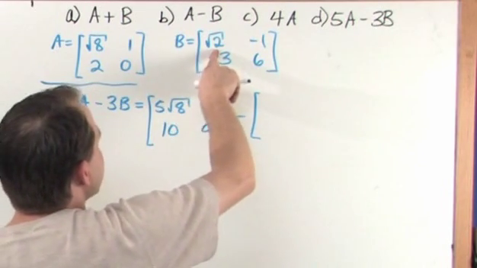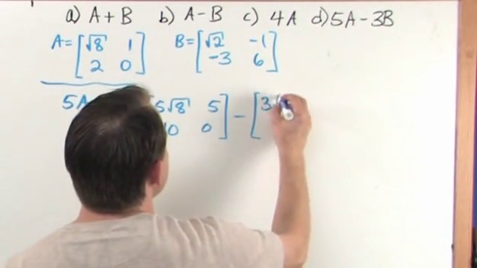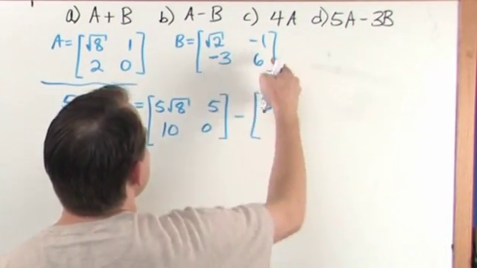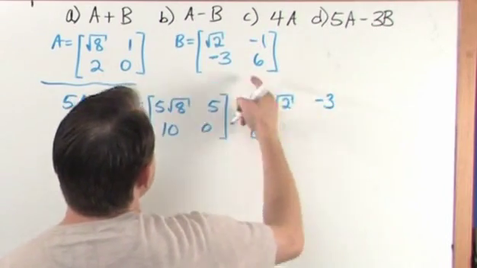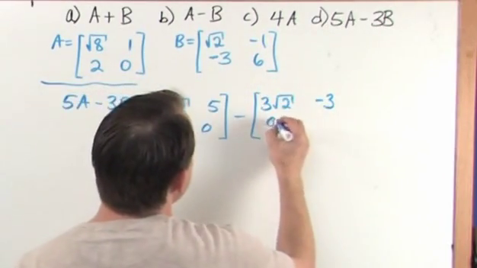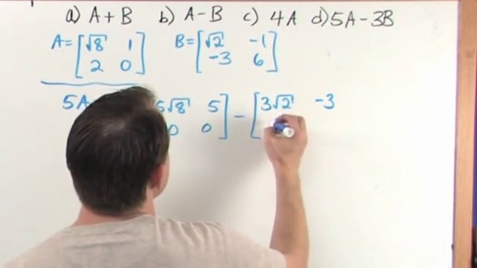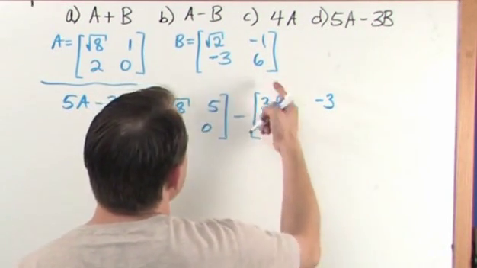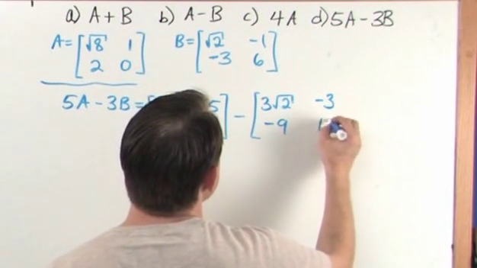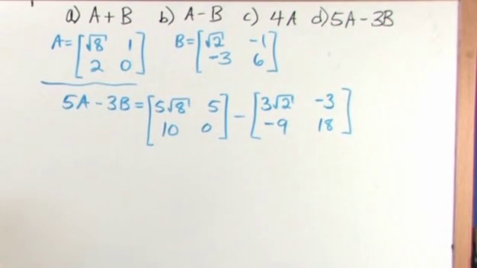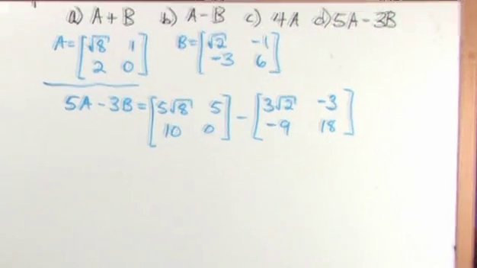So going element by element, 3 times the square root of 2 is just 3 times the square root of 2. 3 times negative 1 gives me negative 3. 3 times negative 3 gives me negative 9. And 3 times 6 gives me 18. So what we have here is two matrices that are each multiplied by a scalar. And then basically what we're going to do is subtract those out in the end.